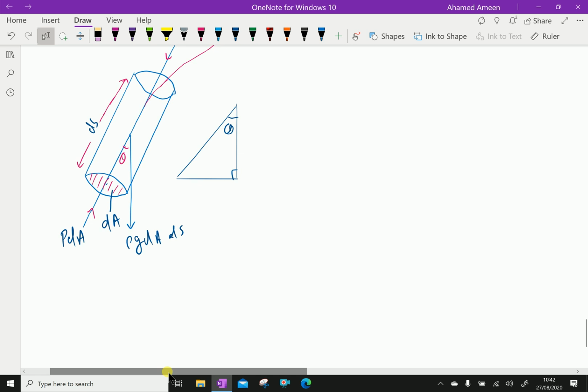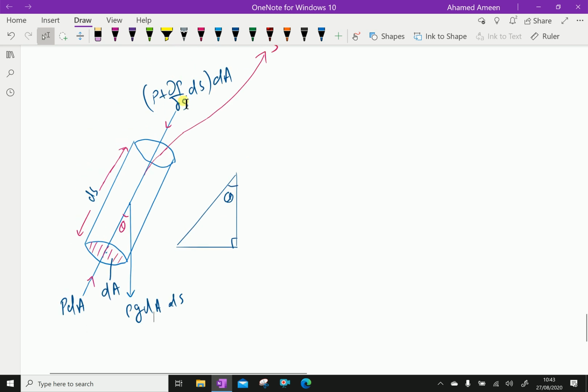Now let theta be the angle between the direction of the flow and the line of action of the weight of the element. That means this is the weight of the element, and this is the axis of that element, and in between is the angle theta. The resultant force on the fluid element in the direction of S must be equal to the mass of the fluid element times acceleration.